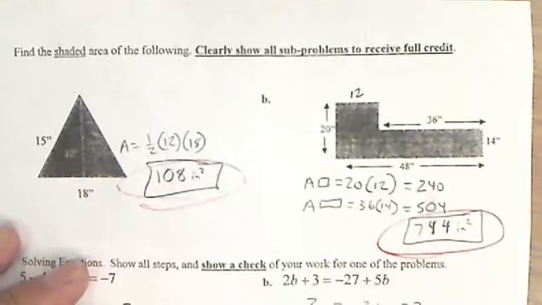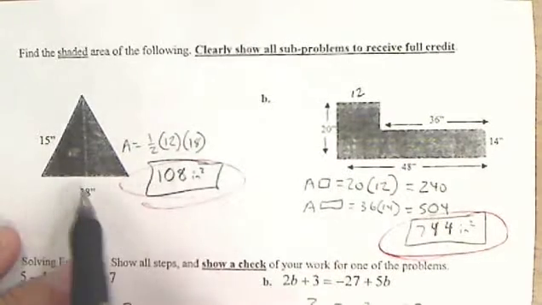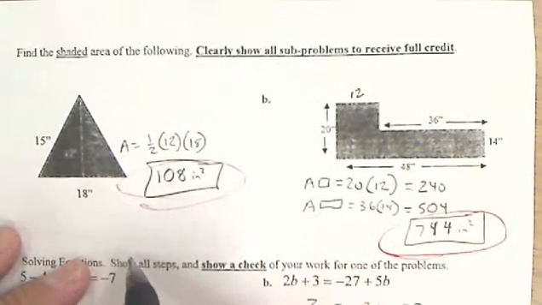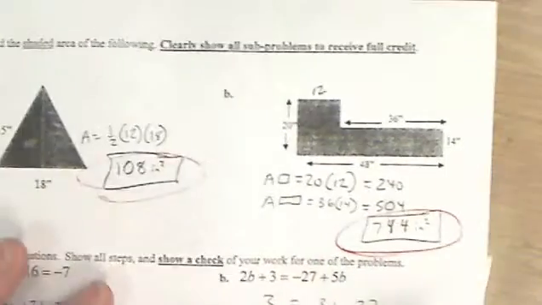Flipping it over on the back. That's a 12 right there. It's base times height divided by 2 is the area of a triangle. So you just multiply them together, divide by 2, and you got it.